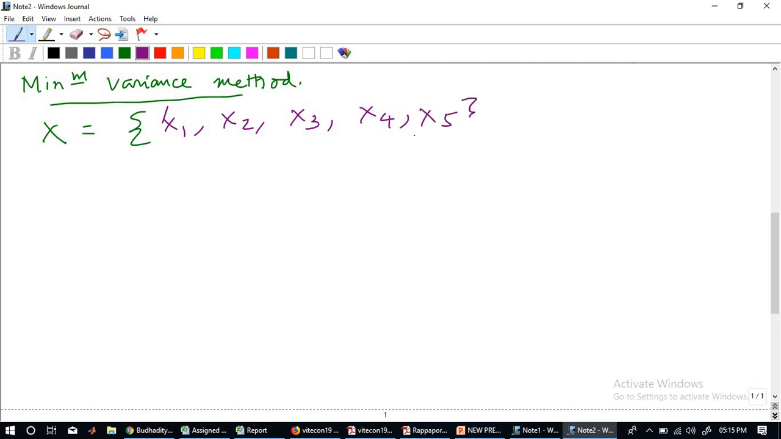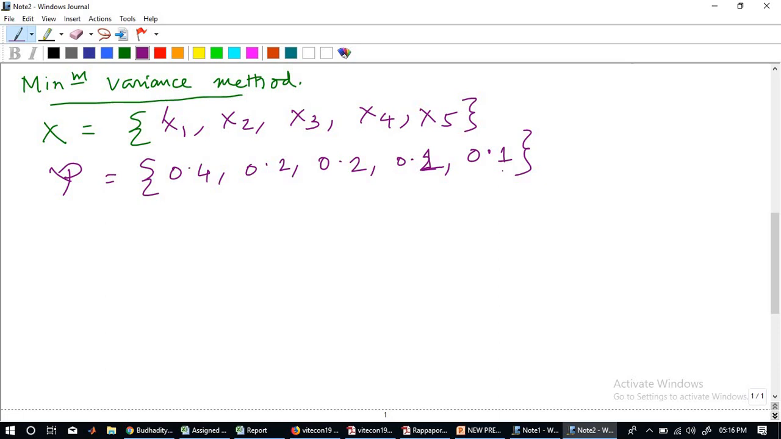So we have 5 symbols, each having probabilities P of 0.4, 0.2, 0.2, 0.1 and 0.1. So 0.4, 0.2, 0.2, 0.1, 0.1. So these are the respective probabilities.